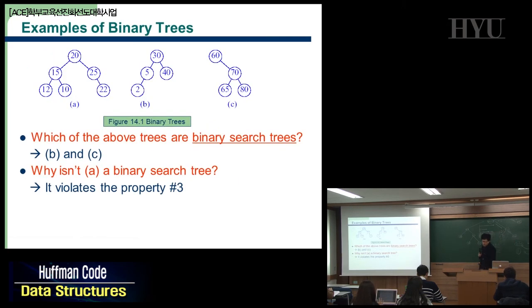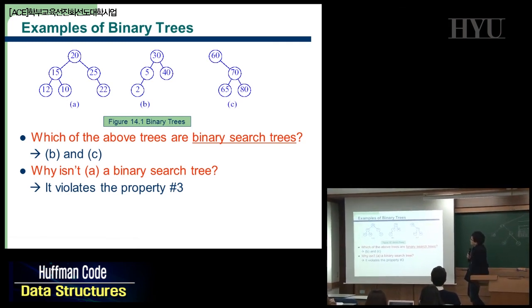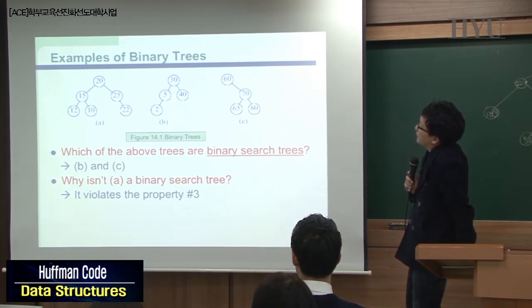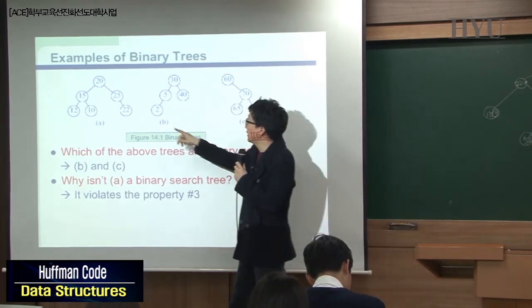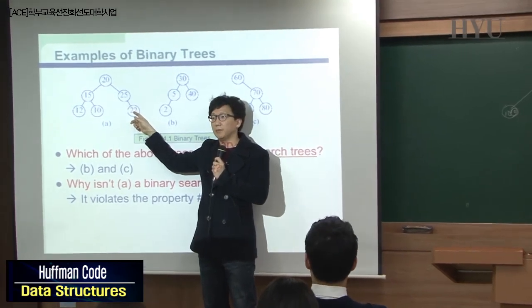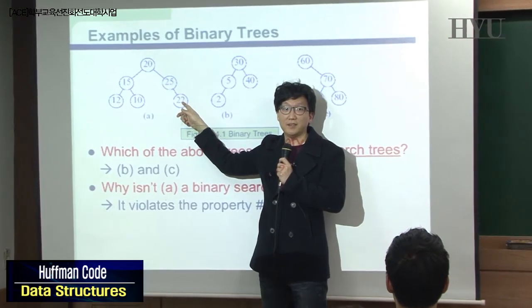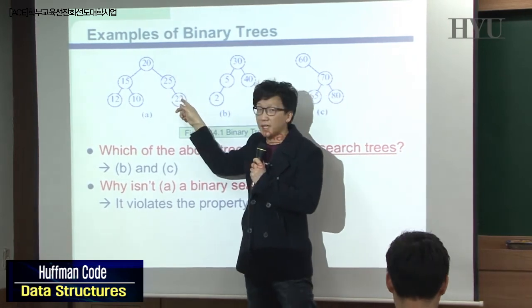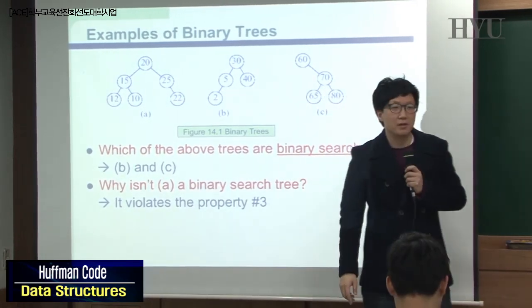Examples, binary tree. Which of the above trees are binary search trees? Take a look at why A is not a binary search tree. Top is 20, left one is 15, right one is 25. And then you go into the right subtree, 25, 22. 22 is smaller than 25, but it's on the right side. It violates the third property of a binary search tree. Right side always has to be bigger than its parent.